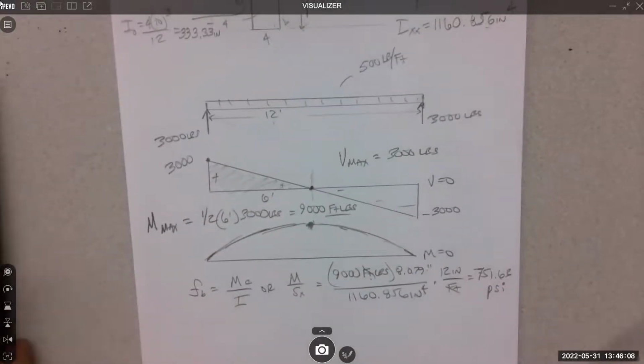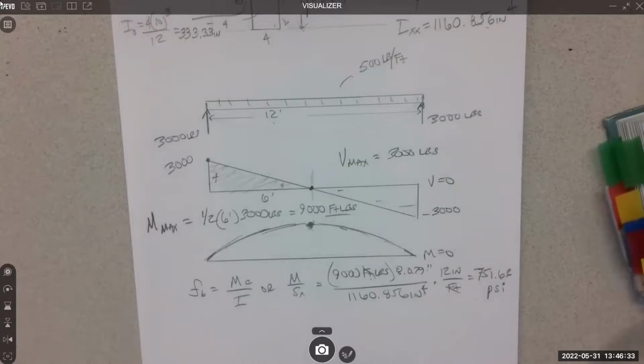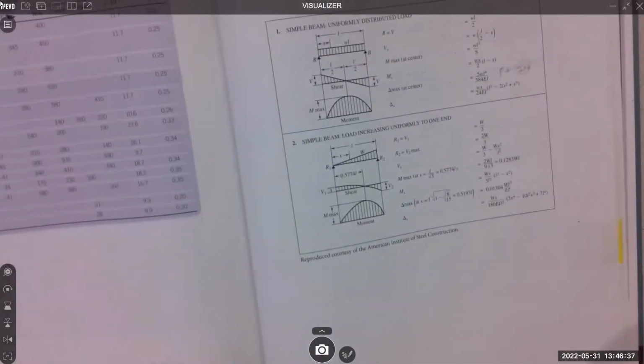So we're doing deflection by the formula method, which means I got to find a beam that has a uniform distribution throughout, simply supported, that matches the same loading condition. There should be one back there. Yep, simple beam number 1. That is 503. 503, simple beam number 1.